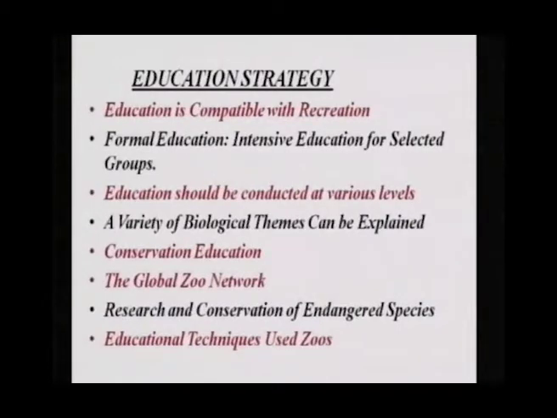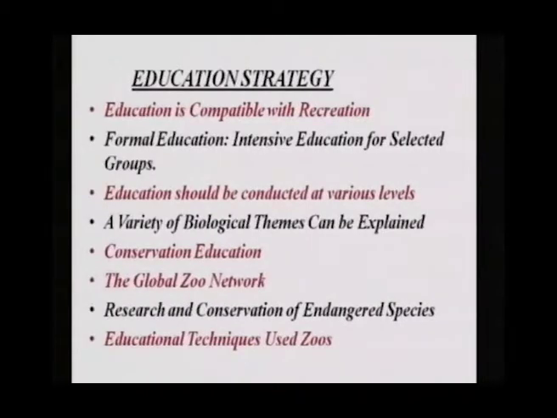The first education strategy is that education is compatible with recreation. People go to zoos during their free time and of their own free will, which indicates that they are interested to know and learn about animals. This clearly indicates that they are susceptible to education in their own leisure time.